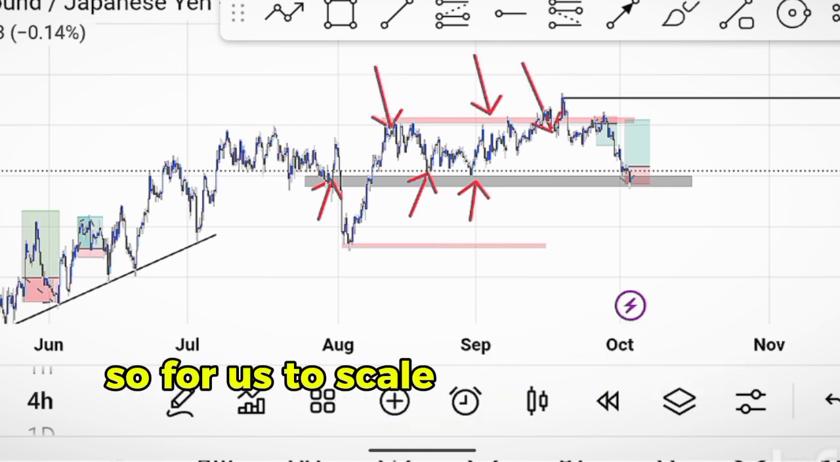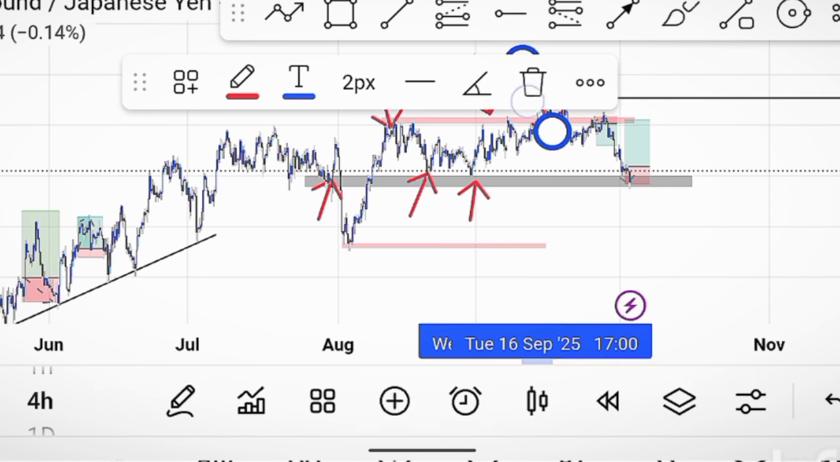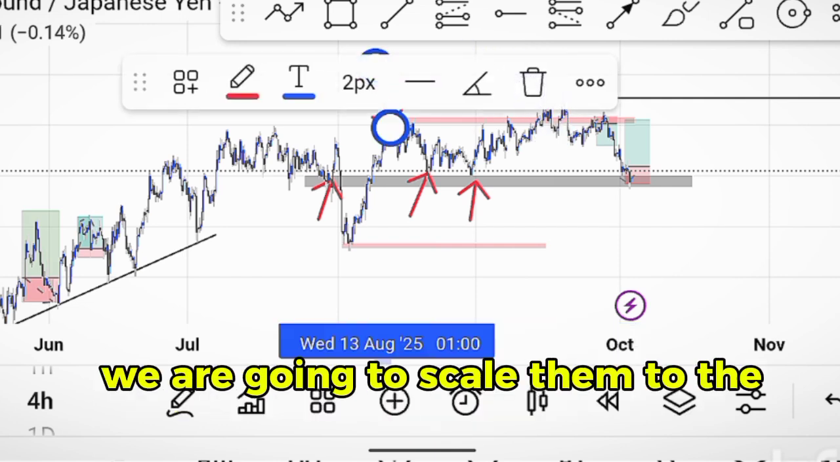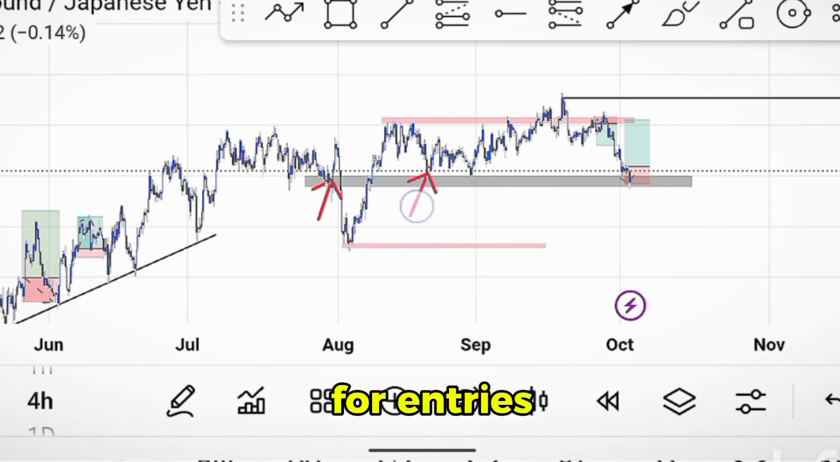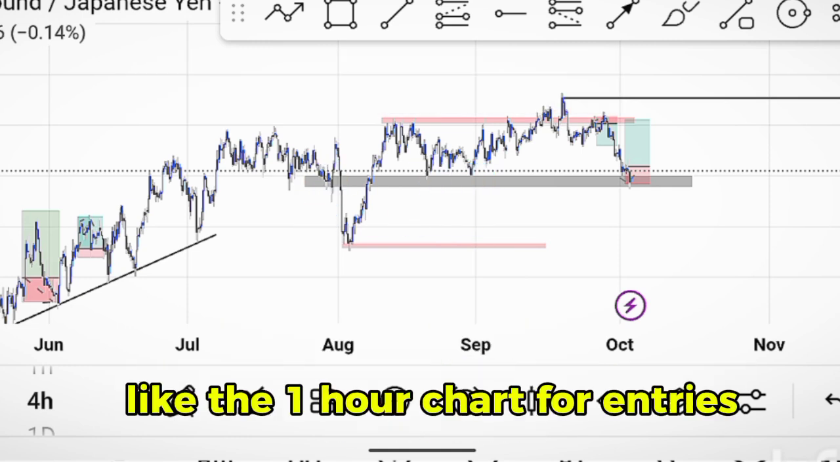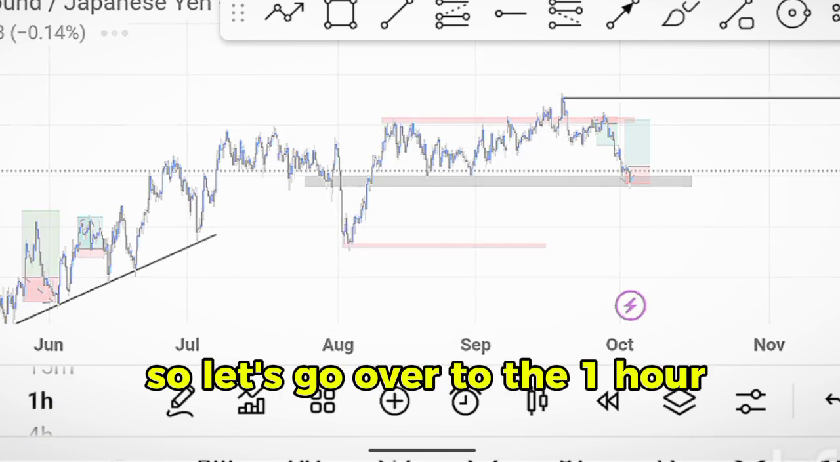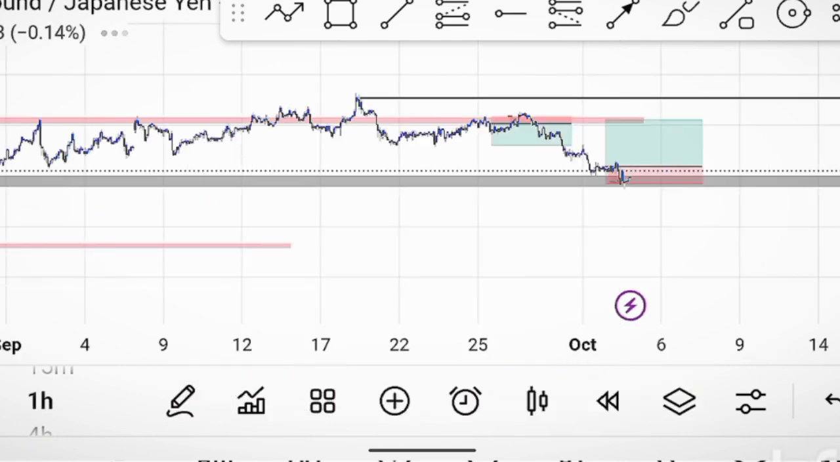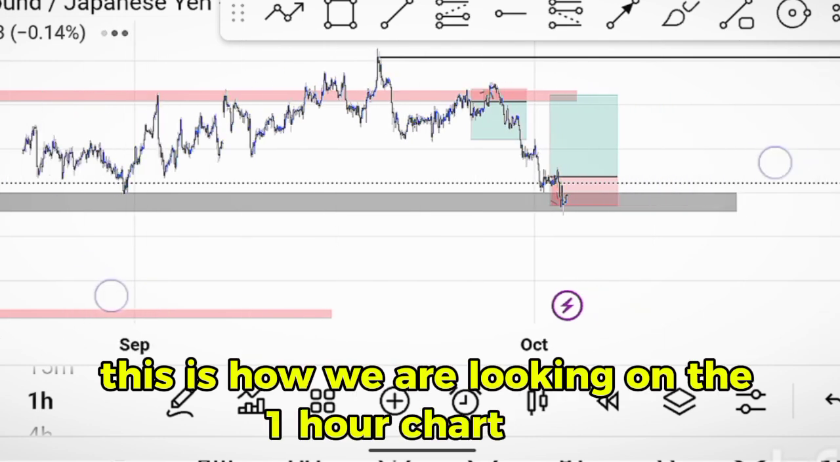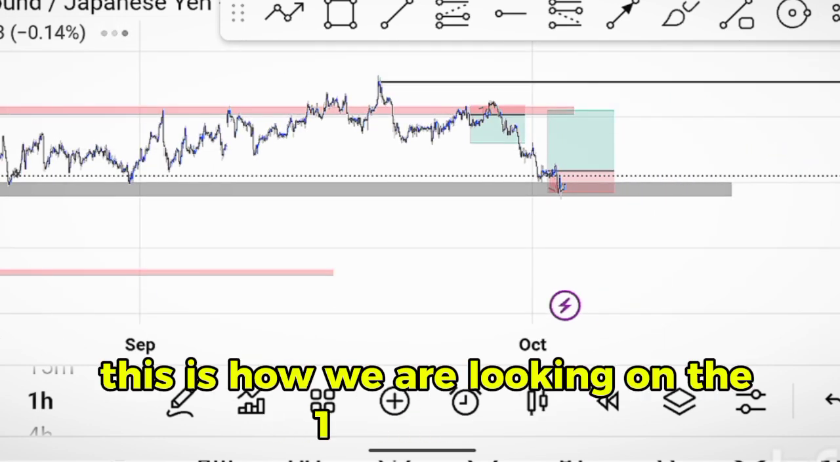So for us to scale, let's just delete all this. To actually get our entry, we are going to scale down to the smaller time frames for entries, a smaller time frame like the 1-hour chart. So let's go over to the 1-hour chart and see how we are looking. This is how we are looking on the 1-hour chart now.